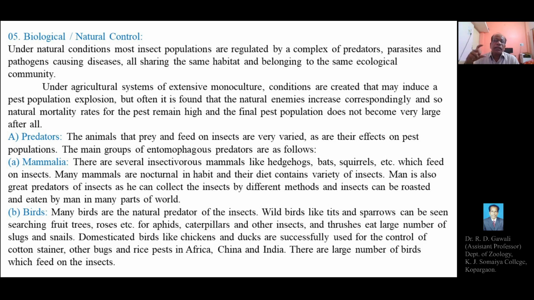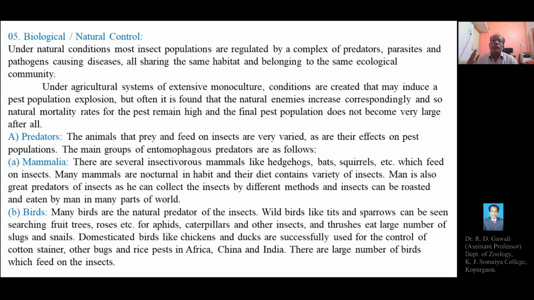Then the second category of predators, that is birds. Similar to mammals, many birds are natural predators of insects, such as wild birds like tits and sparrows, which can be seen searching fruit trees, roses, etc. for the purpose of feeding on aphids, caterpillars, and other insects. And thrushes eat a large number of slugs and snails.